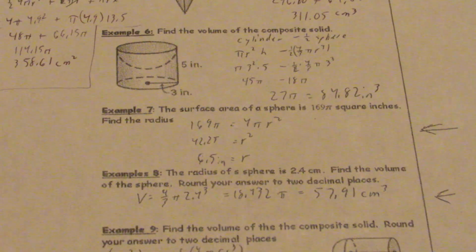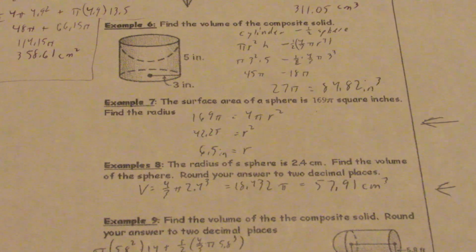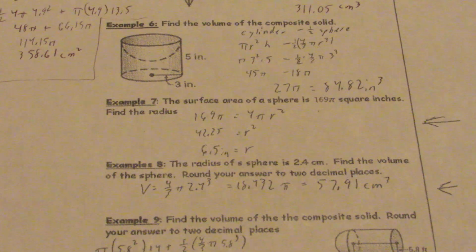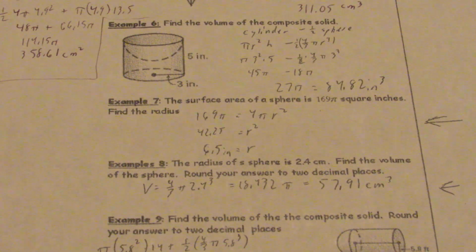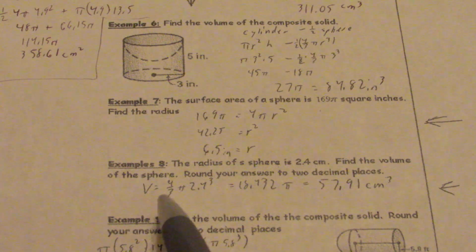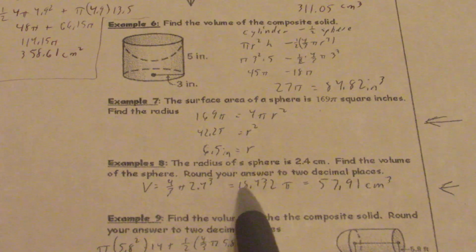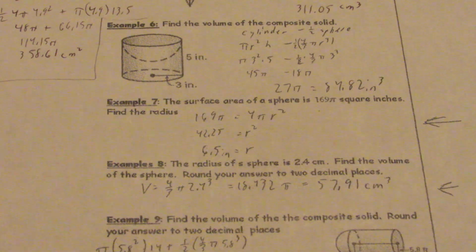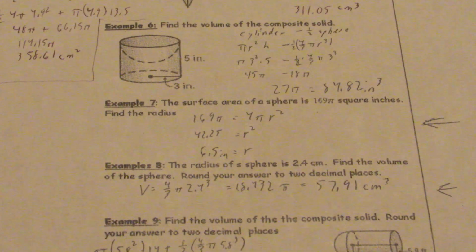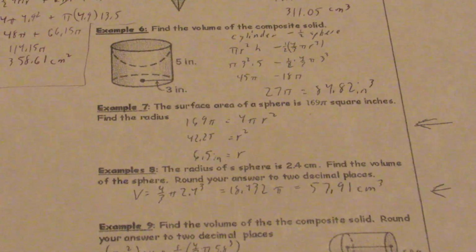Example 8, they give me the radius of a sphere. And then they ask me to find the volume of the sphere and round my answer to 2 decimal places. Okay. So I plug in 4/3 pi 2.4 cubed. I get 18.432 pi. Okay. But they asked me to round it to 2 decimal places, so I don't want to leave it in terms of pi. So I multiply that out and round. I get 57.91 centimeters cubed.